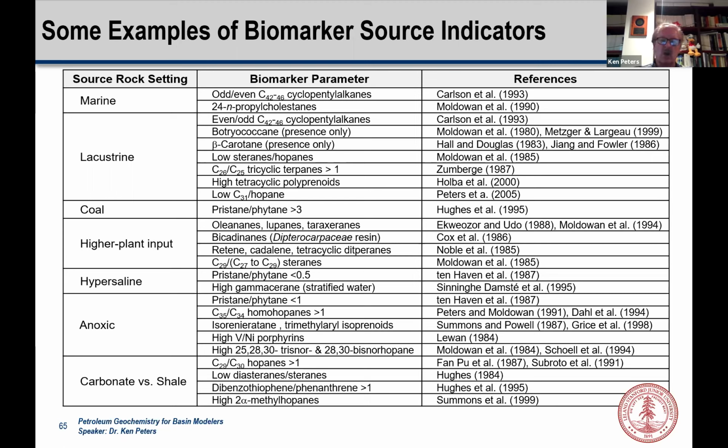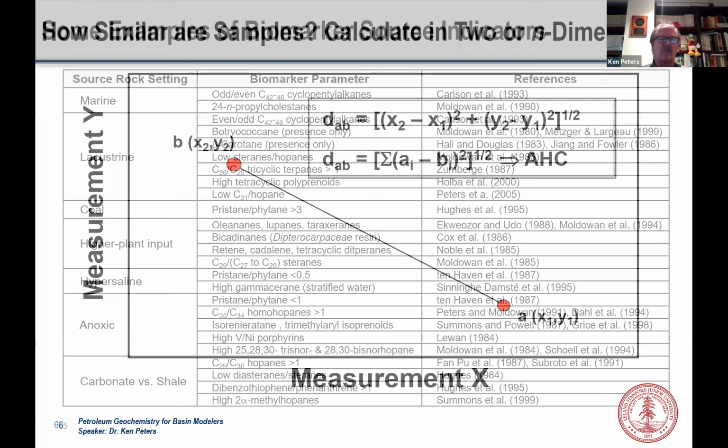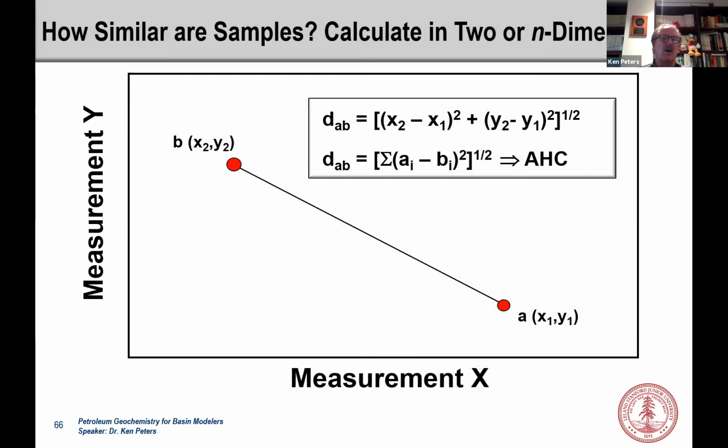Okay, so let's talk a little bit about looking at all of these parameters now at the same time. How similar are two samples? This is an XY plot.